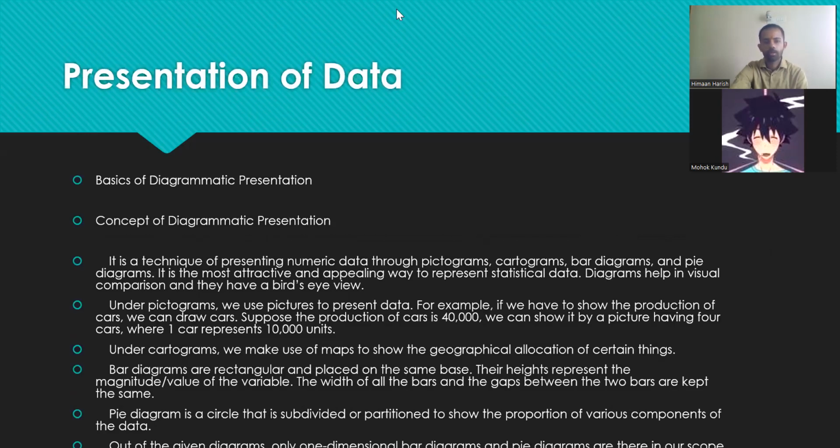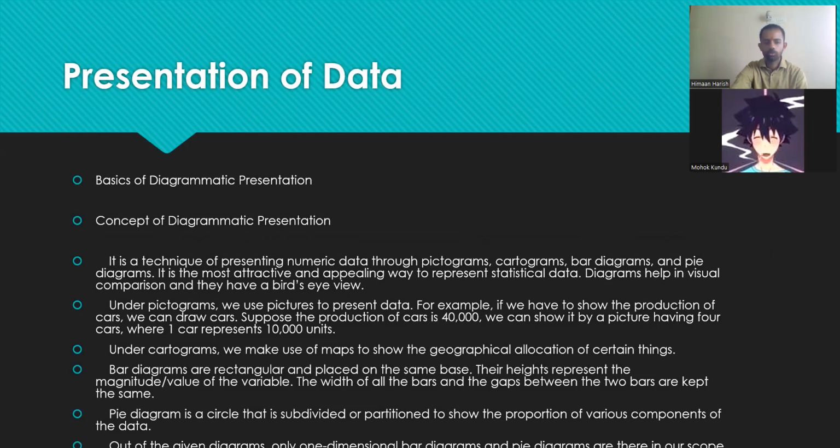And the presentation of data is made on the basis of diagrammatic presentation. There's a concept of diagrammatic presentation as well. We'll define it. It is a technique of presenting numeric data through pictograms, cartograms, bar diagrams, and pie diagrams. It's the most attractive and appealing way to represent statistical data. Diagrams help in visual comparison and give a bird's eye view.